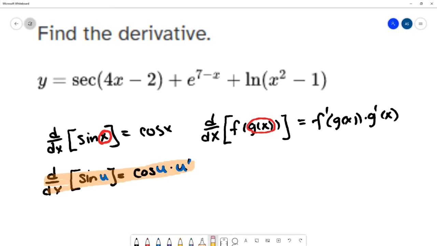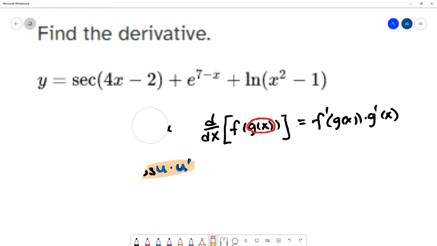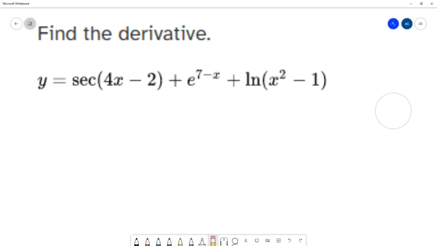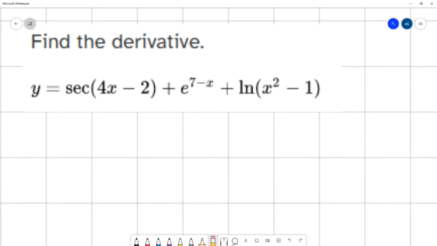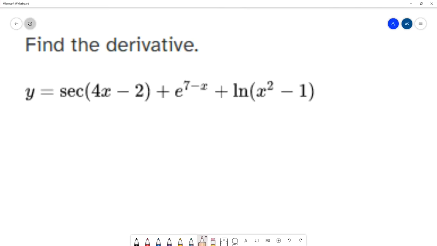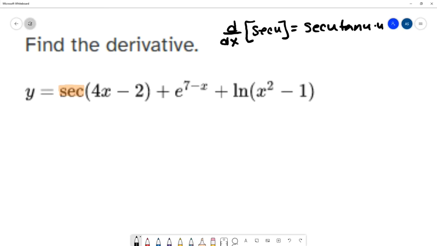So I'm going to erase all this. Let's write down the rules that you would have to memorize, and let's talk about calculating the derivative with those rules. So the three rules that we would have to have memorized would be the secant rule. So we're going to memorize this rule, the derivative with respect to x of secant u, and I'm memorizing it with the chain rule built into it already. So that rule would be that the derivative of secant u is secant u tan u times u prime.